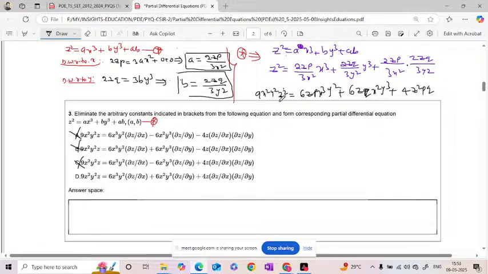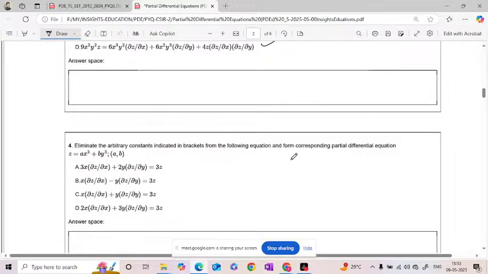And we can separate the z. After deleting the z, 9x square y square z is equal to 6px cube y square, 6 2x square y cube plus 4zpq is the answer. So option D is the correct. Okay, D is the correct.